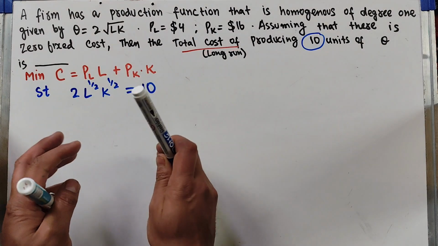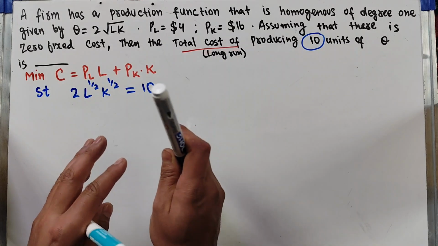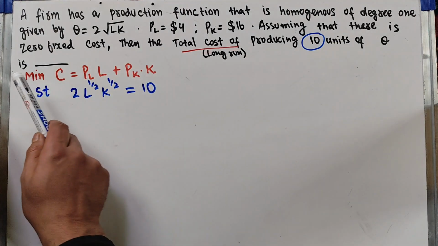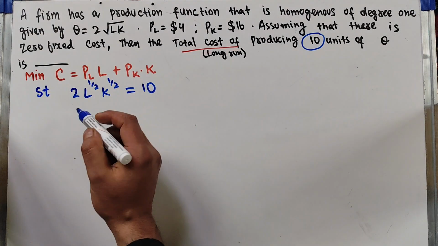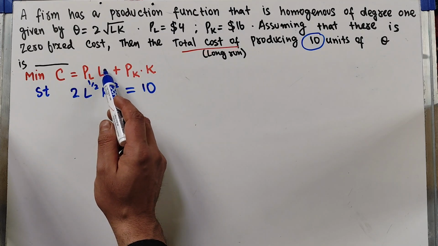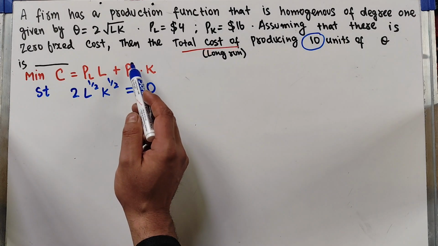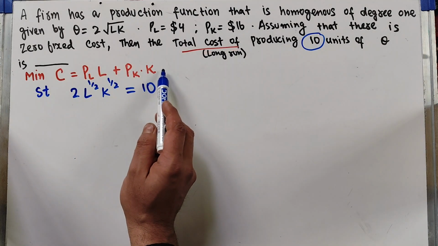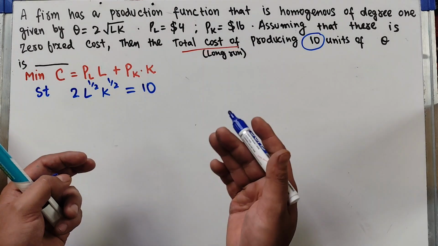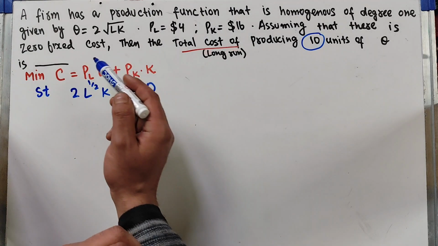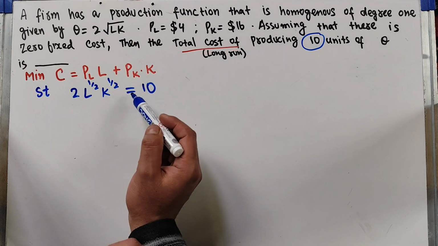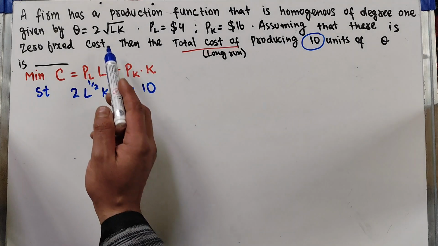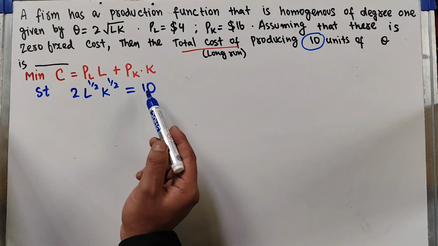Since we have to find out the cost here, this is a case of cost minimization problem. That means we want to minimize the cost. What is the cost? That is simply the price of labor times units of labor employed plus price of capital times units of capital employed. So we want to minimize this cost subject to the production constraint. What is the production constraint? That is 2 under root LK should be equal to 10, as we are supposed to produce 10 units. So we set 2 under root LK equal to 10.